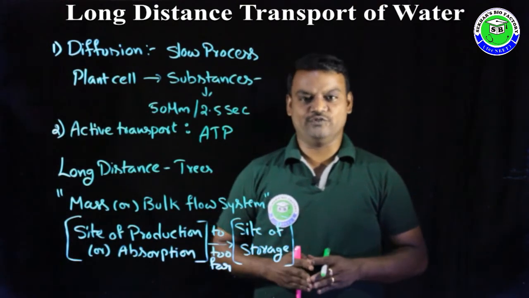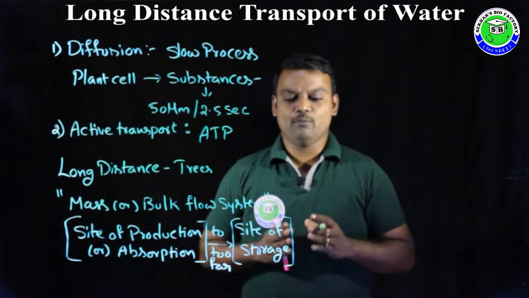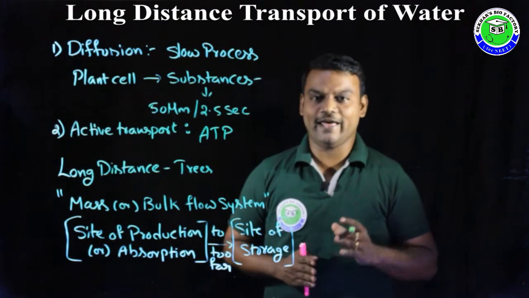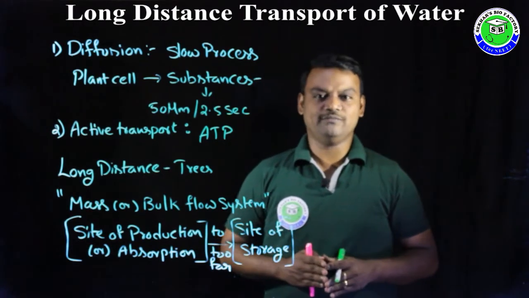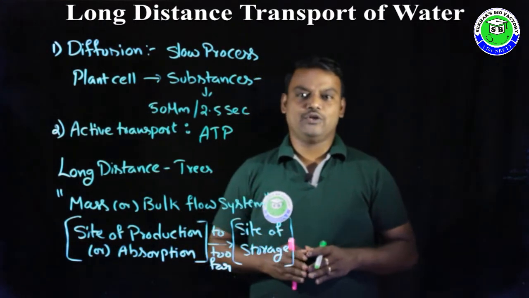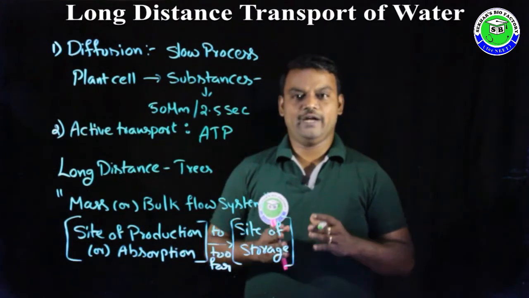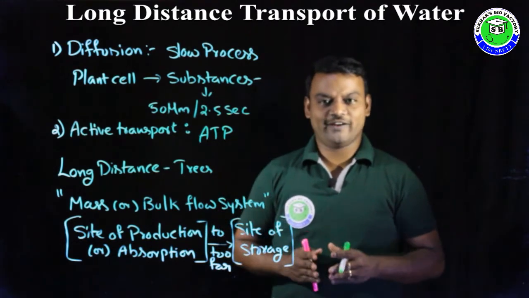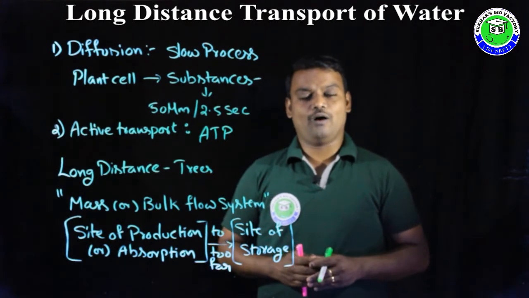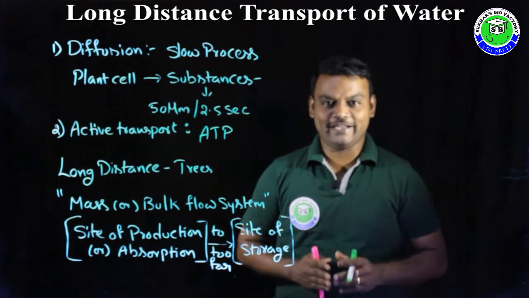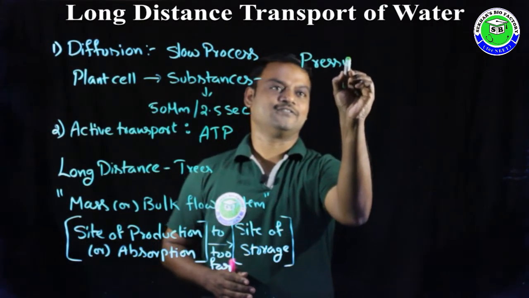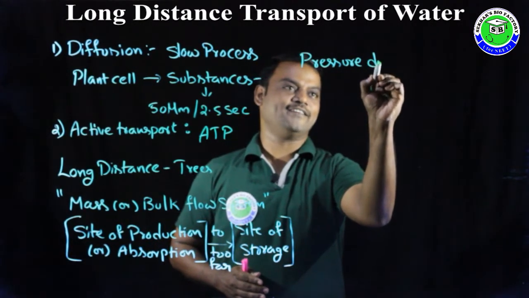But unlike diffusion, so in diffusion, the movement of molecules takes place based on concentration gradient in one direction. But unlike diffusion, in this mass or bulk flow system, the movement of molecules takes place in a different direction based on concentration gradient independently. But the entire mass flow or bulk flow system takes place based on the pressure difference.